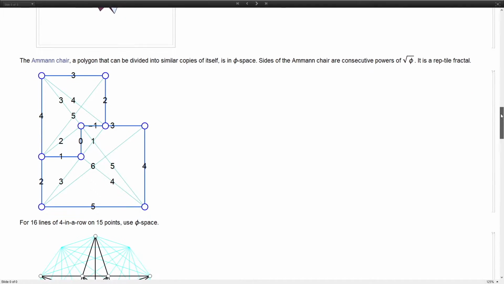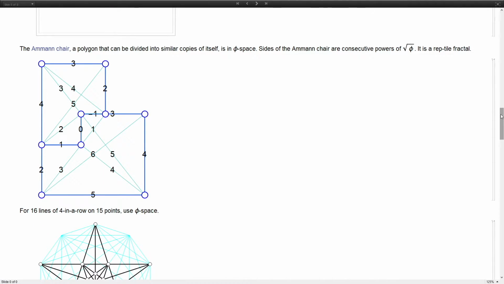You can also do other things with the golden ratio, like here's our first fractal here, the almond chair. These numbers on the edges here are all powers of the square root of the golden ratio. So the square root of the golden ratio to the power of 5 is the length of this edge. So you have this chair object divided into two similar chair objects that have the exact same ratios.